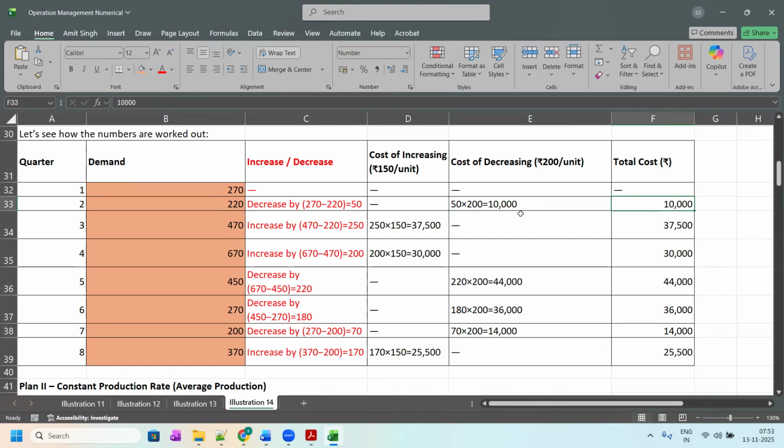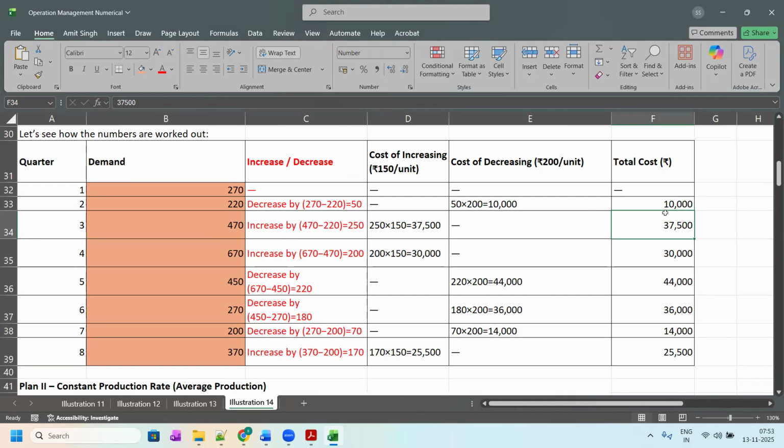Yes, sir. Then from 220 it becomes 470. So here your demand increased by 250 units. If it increases, what is the cost of increasing? It would be 250 into 150, which is 37,500. Like this we'll do for all the 8 quarters.